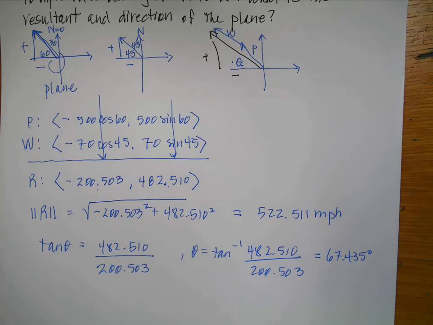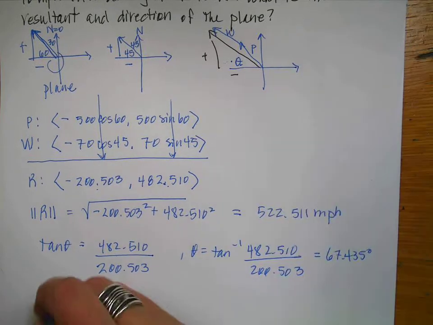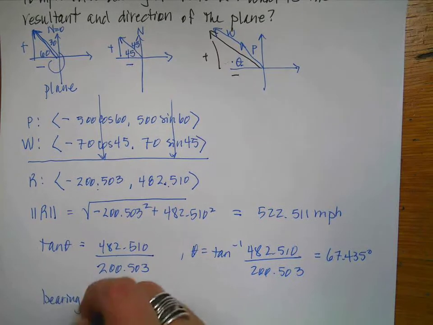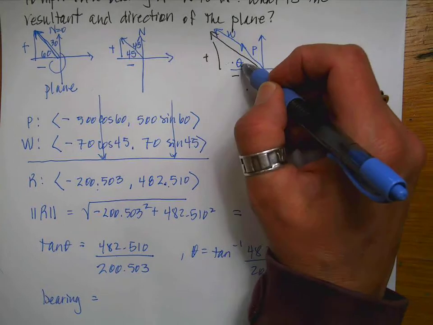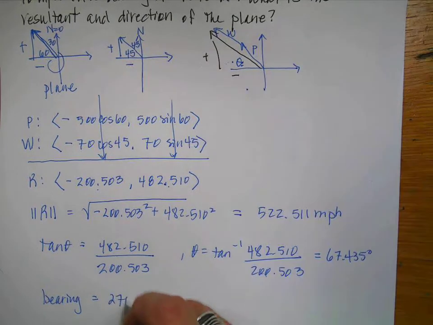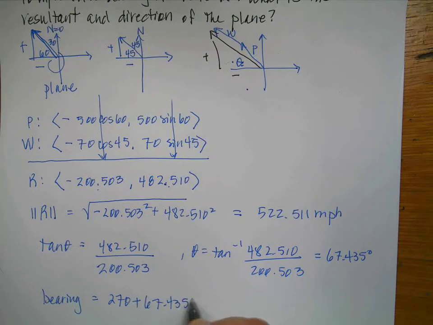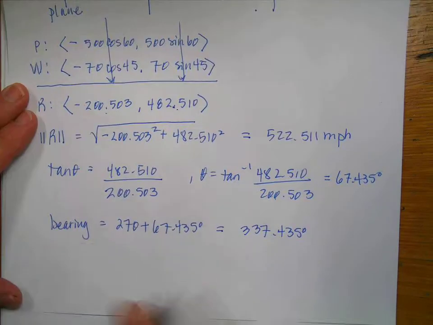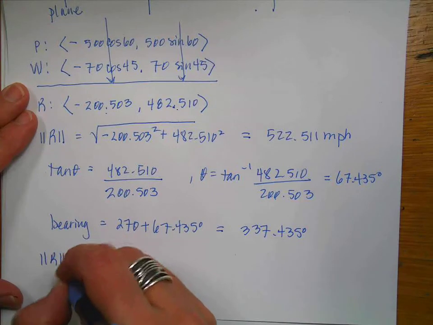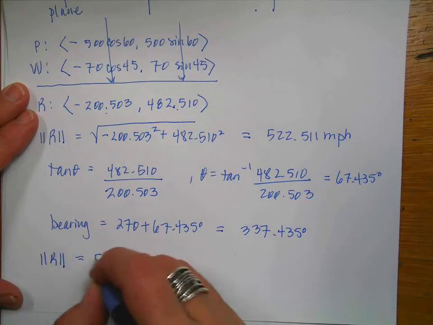And we've talked about this before. The problem started with a bearing of 330 degrees, so we're going to finish. My bearing is going to equal 90, 180, 270 plus theta. So it's going to be 270 plus the 67.435 degrees, and my bearing is going to be 337.435 degrees.